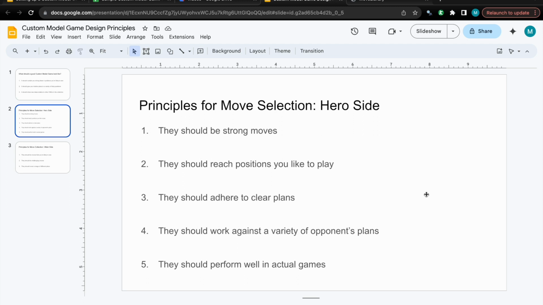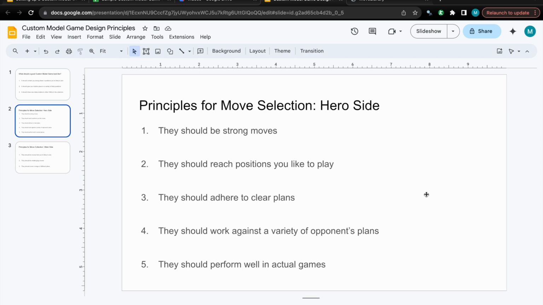So identify the things that you like to play and try to include those types of moves, with the caveat that they need to be strong. I confess that when I was a lot younger, I used to switch the priority of these two, reaching positions I like to play even if they were bad moves. But as I've grown older, I've seen the benefit of being able to play a variety of positions. But nevertheless, if you have preferences, you should honor those preferences.